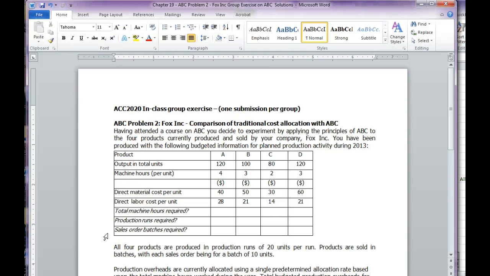Today we're in Chapter 19 of your textbook working on a classic ABC, or activity-based costing problem. You'll notice that these are relatively complicated problems and a lot of you are going to have some trouble doing these. So I want to encourage you to start early, work lots of problems, and get help early and often.